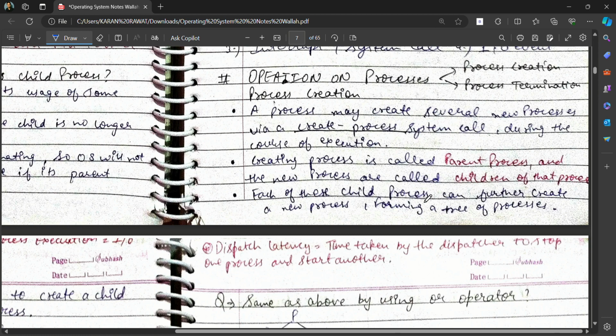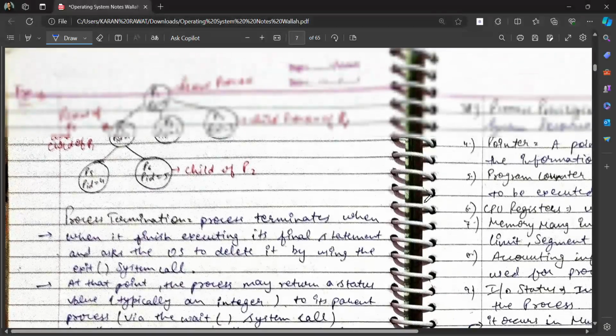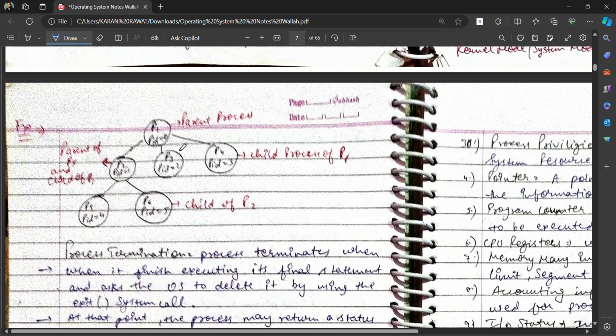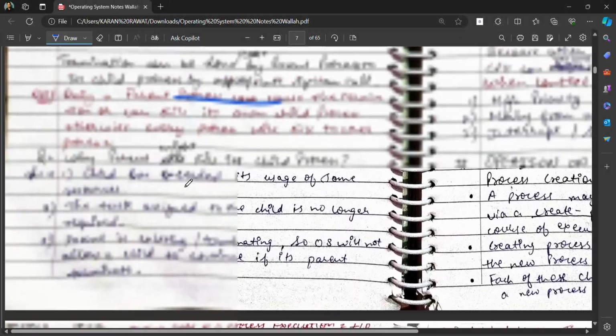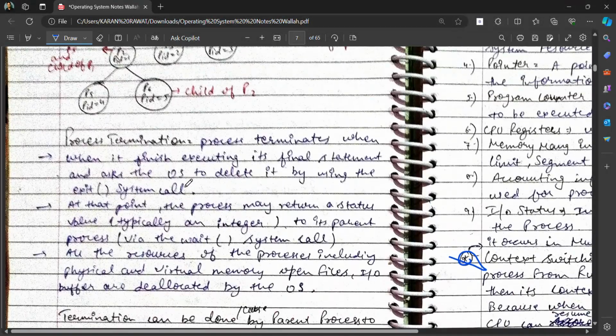Each of these child processes can further create new processes, forming a tree of processes. Okay, see here I have drawn a tree. This is P1, the parent process, which is using the create process system call to create processes P2, P3, P4. Now these are the children of P1. And now P2 is further creating new processes. So it is forming a tree of processes. So this is process creation.